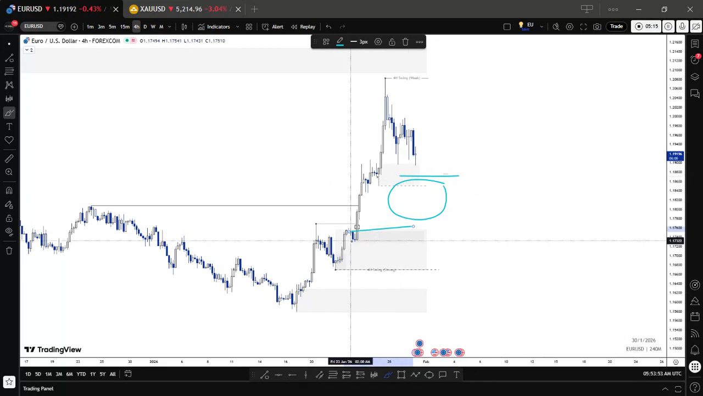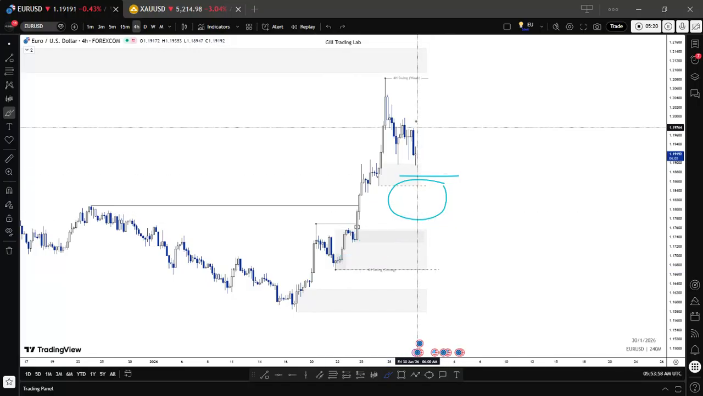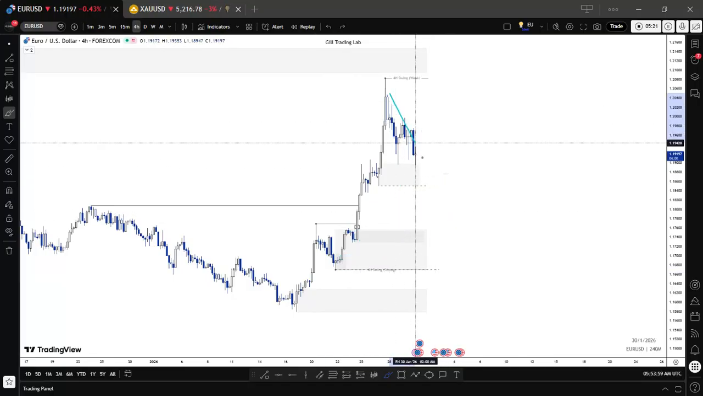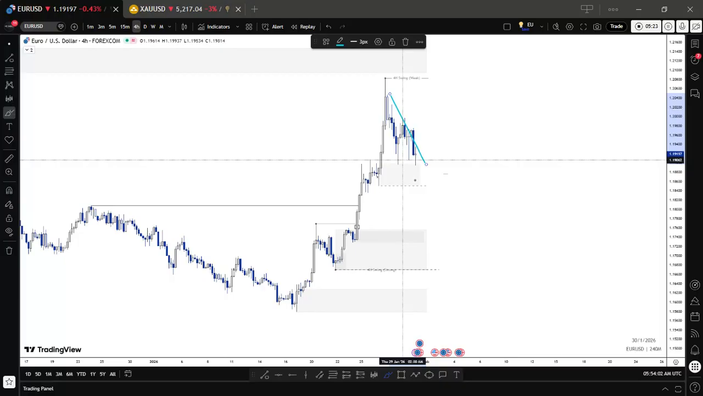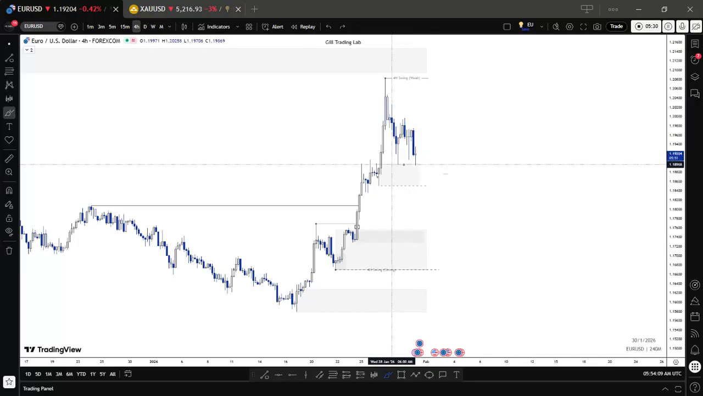There's still unmitigated zones below, which price might want to mitigate. But we've already gotten a significant pullback, and maybe the higher low could be in place, and price could likely be targeting the week high. As you can see, maybe you see these lows here. It might be liquidity. You see, it's kind of equal lows, which price has maybe now swept.